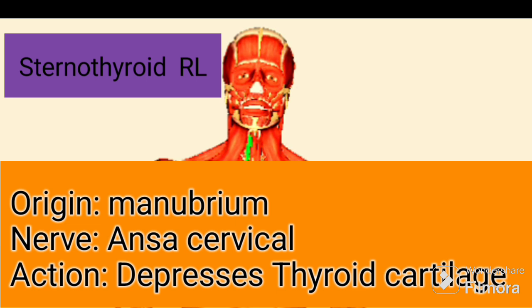Sternothyroid. The sternothyroid muscle is wider and deeper than the sternohyoid. It is located within the deep plane. Its attachment: it arises from the manubrium of the sternum and attaches to the thyroid cartilage. Its function: it depresses the thyroid cartilage. Innervation: anterior rami of C1 to C3.